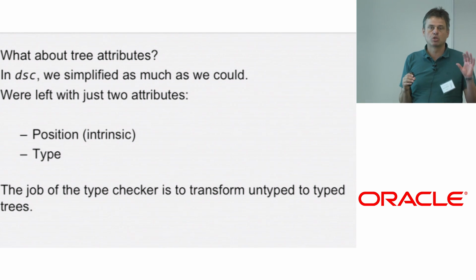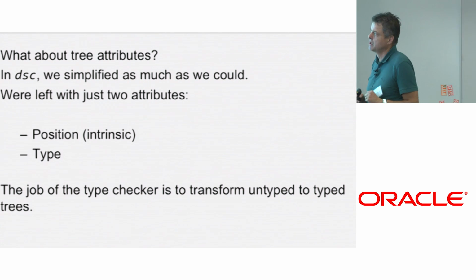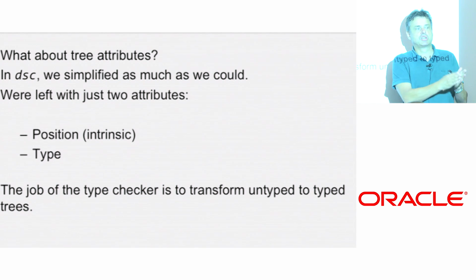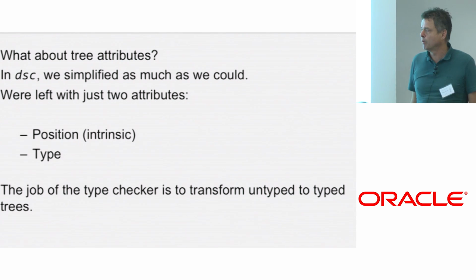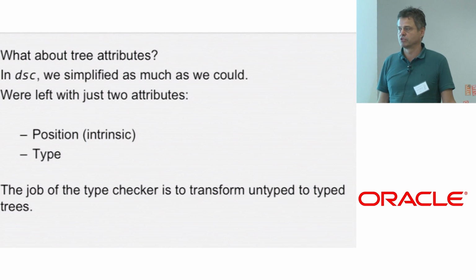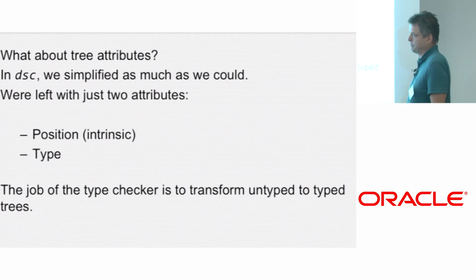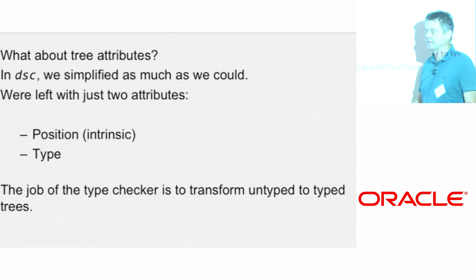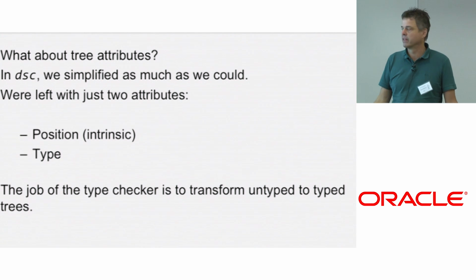and we're just left with 2 attributes in the tree. So every tree node has exactly 2 attributes. One is its position, so it's essentially start position, end position that you need for error reporting and the IDE work, and that's intrinsic. So it means the parser generates that already for us. And the other is the type, and the type needs to be computed by the type checker. And that's it. So there are no other attributes, there are no symbols or anything else.